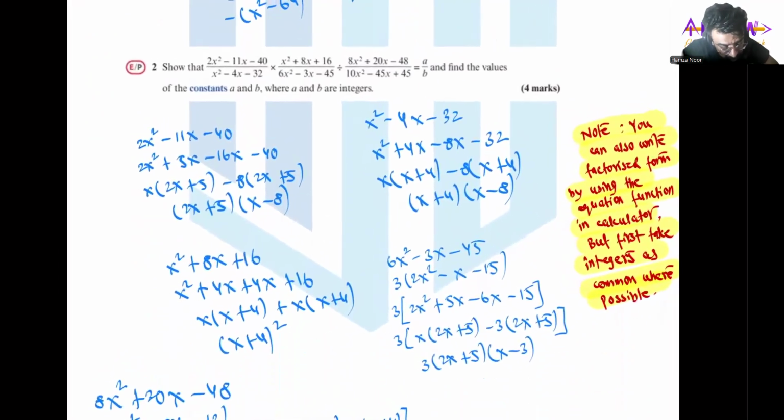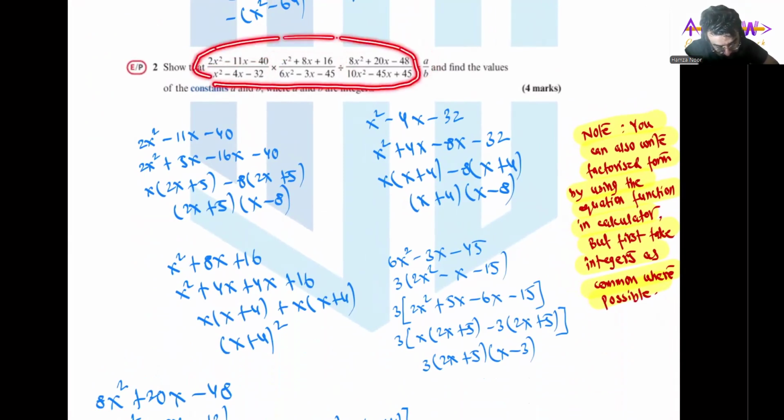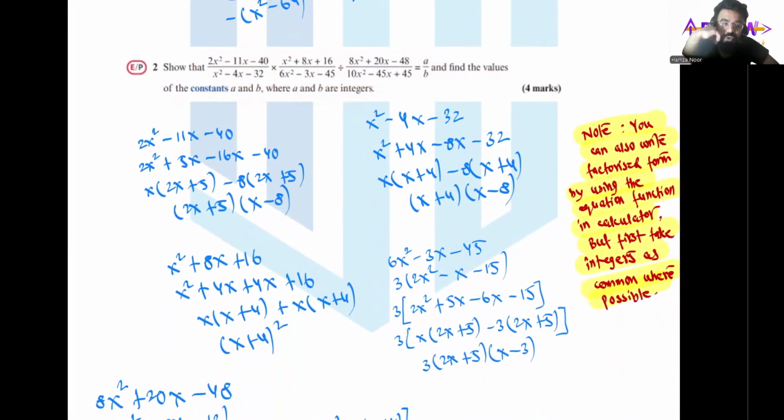Show that 2x square minus 11x minus 40 upon x square minus 4x minus 32, and then we have a second fraction which is being multiplied and a third fraction which is being divided, is equal to a over b, and find the values of the constants a and b where a and b are integers. So first thing first, you need to factorize each and every quadratic expression over here.